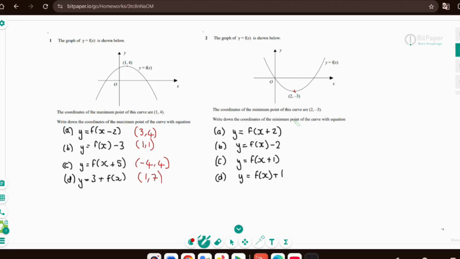This one here, 2 minus 3, so we're going 2 to the left for the first one. 0 minus 3. For the second one, we're going 2 down. 2 minus 5. C, you're going 1 left. And for the last one, you're going 1 up. Okay, so maybe now watch my recordings for the other 4 transformations.